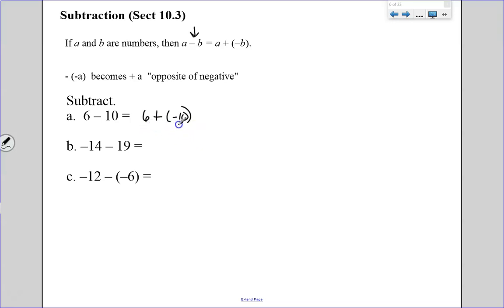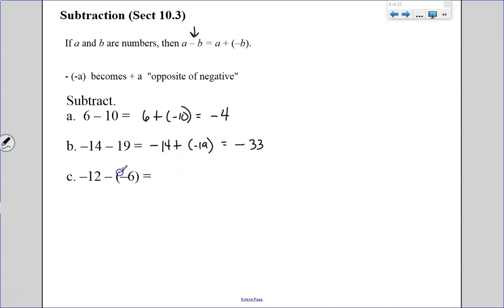I have a positive number and a negative number, so I'm going to find the difference, which is 4. The larger quantity is negative, so it results in a negative 4. In the second example, I can rewrite this as negative 14 plus a negative 19. I'm combining two negative numbers together. They're the same sign, so the answer is going to be negative. Combine 14 and 19, I get a 33.